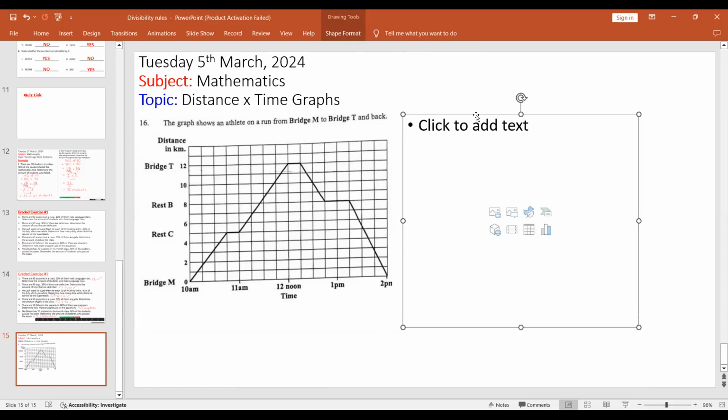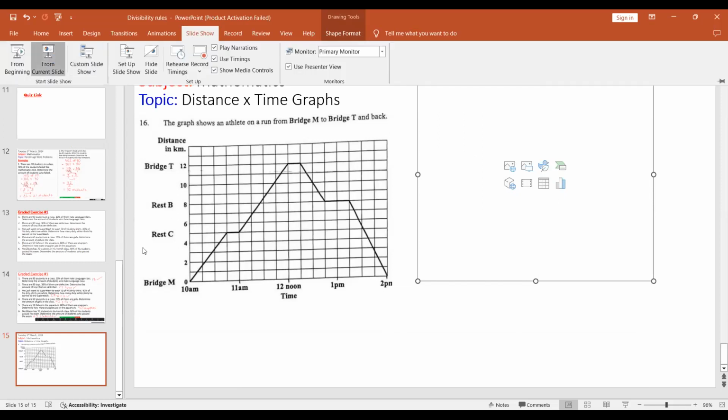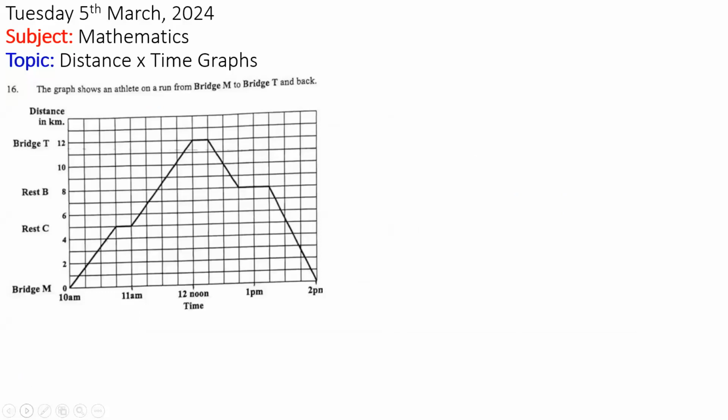No, sir. Okay, so let me explain to you what I explained to them yesterday. When you have a line that's ascending like this, that means the object is moving forward. When you have it flat, that means the object is at rest. Then when it's going like this and it's descending, that means you're moving backwards. You're returning back to the start. You understand me? Yes, sir. Good. So that's the basic things you need to know so far.